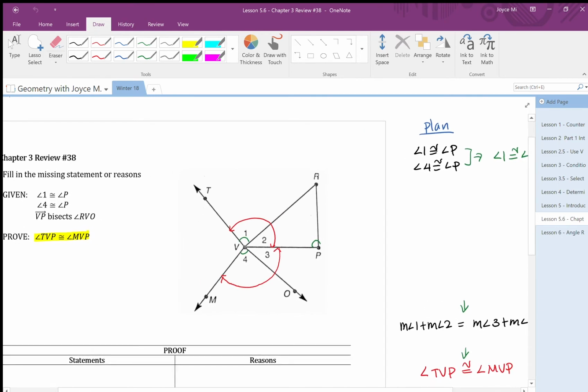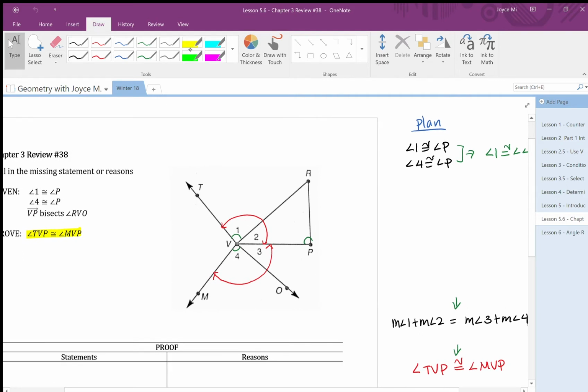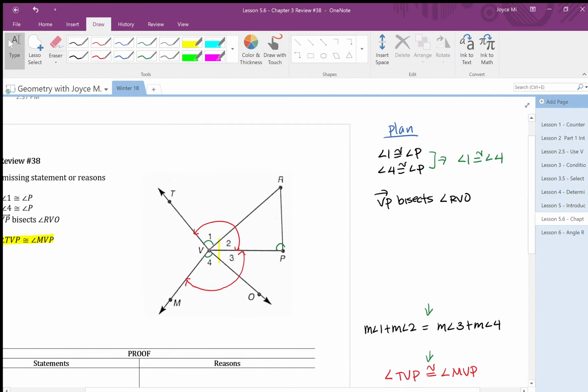We're also given VP bisects angle RVO. Angle RVO is this angle over here. Bisecting means it cuts into two equal parts, so the two angles have the same measurement. That's what bisecting means here. So the next piece of information I have is VP bisects angle RVO. The keyword is bisecting. An angle bisector separates an angle into two angles with equal measures. So it tells me angle 2 and angle 3 are equal to each other, having the same measurement.